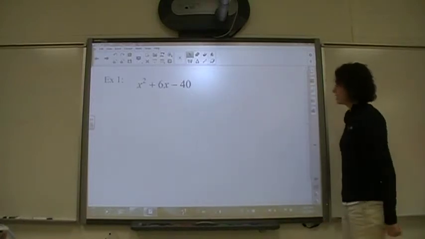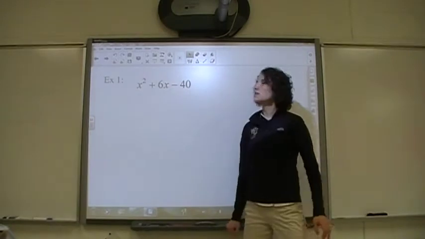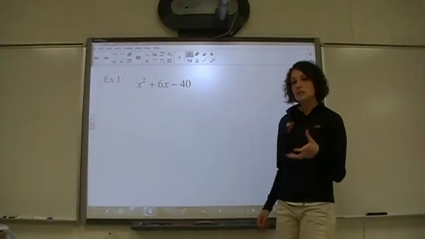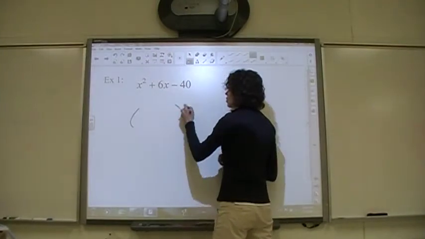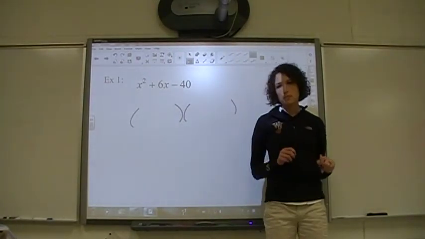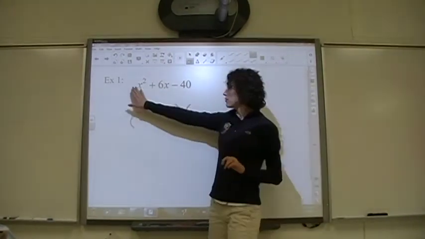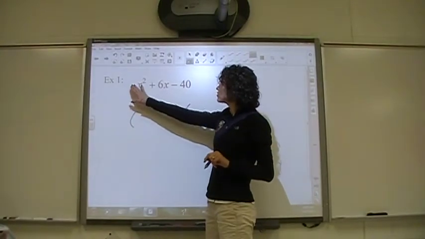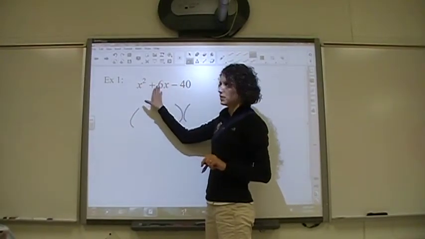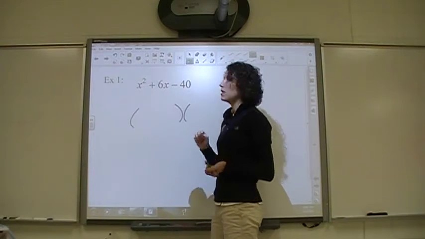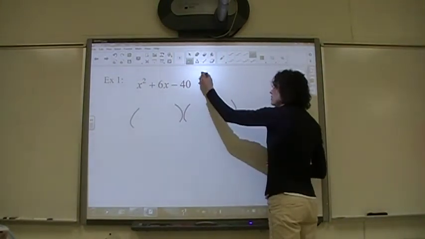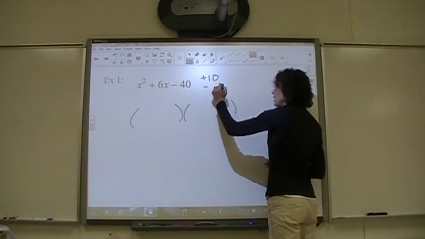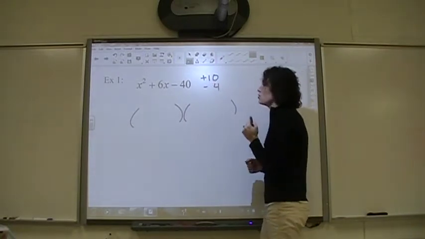Alright, let's go ahead and get into some examples. We've got x squared plus 6x minus 40. Now we want to factor this, okay? And we want to put it into two parentheses like this. Now you don't have a number in front of this x, so we want to find factors of negative 40 that add to positive 6. Okay? So factors of negative 40 that add to positive 6 are going to be a positive 10 and a negative 4. So you want to split this up.